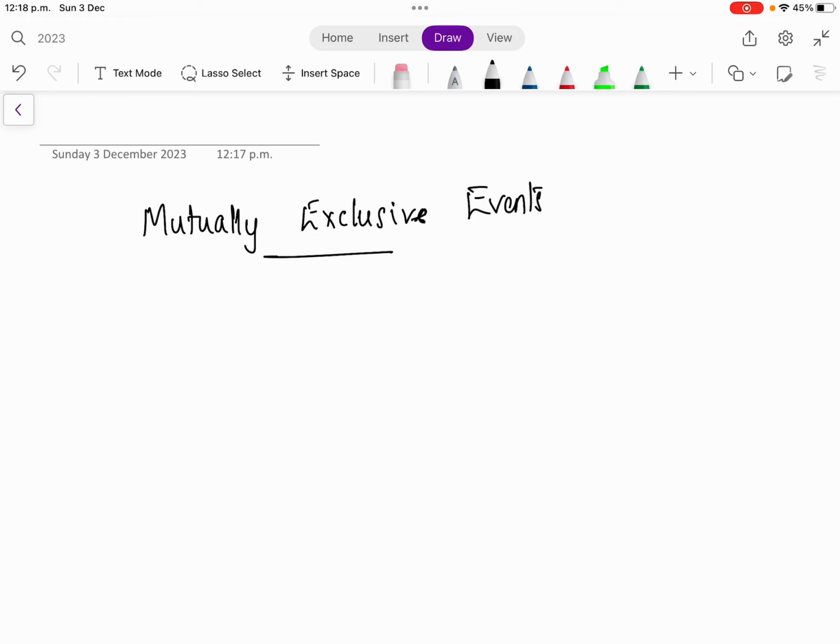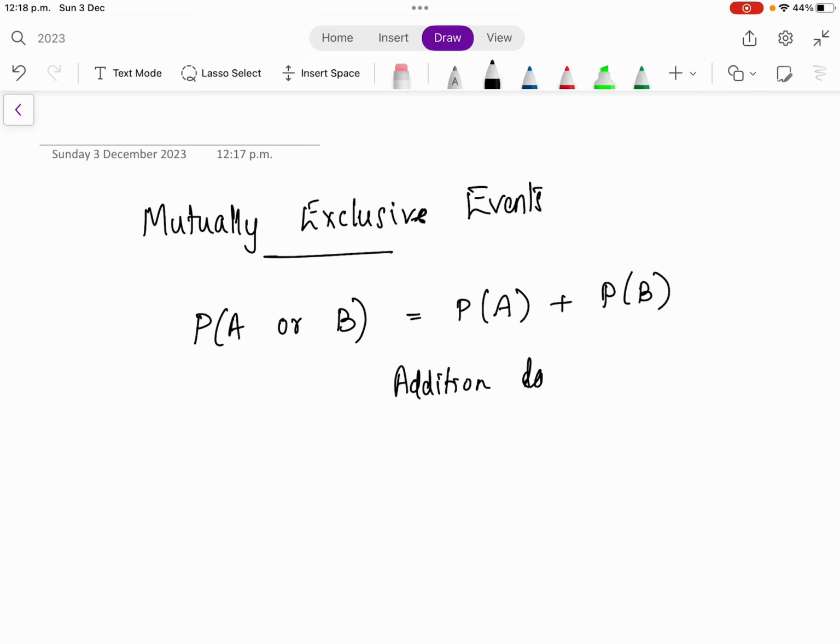In the case of mutually exclusive events, if there are two events A and B, I can say that P of A or B, the probability of event A or B happening, is equal to the probability of A plus the probability of B. This is called the addition law of mutually exclusive events.